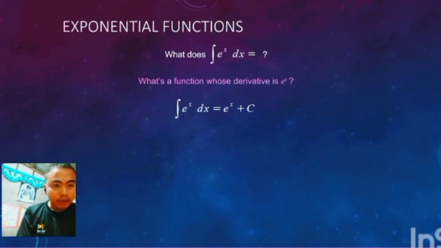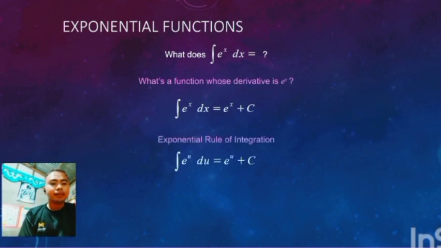You can notice that we only copied e raised to x, then we add a plus c. We add plus c because we are in indefinite integration. So for exponential integration, same thing, we have the integral of e raised to u du is equal to e raised to u plus c.